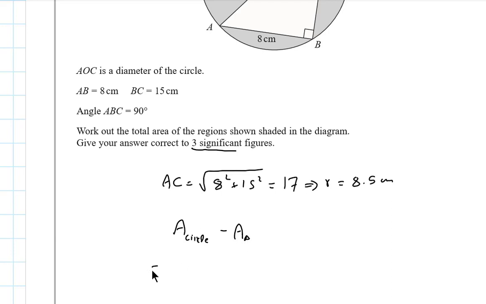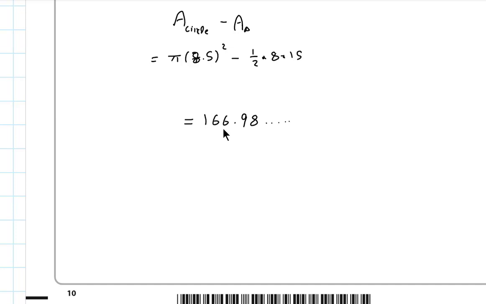Area of circle is equal to pi times 8.5 squared minus area of triangle, which is half base times height. We can consider 8 as a base and 15 as a height, and the final answer in 3 significant figures will be 166.98 and so on. To write it in 3 significant figures, it will be 167.